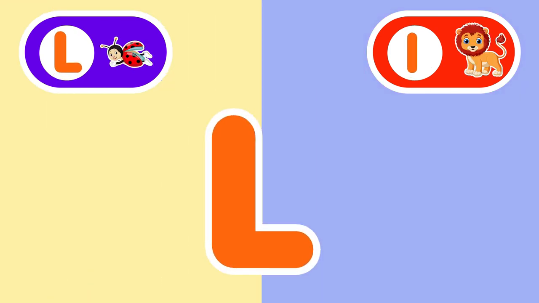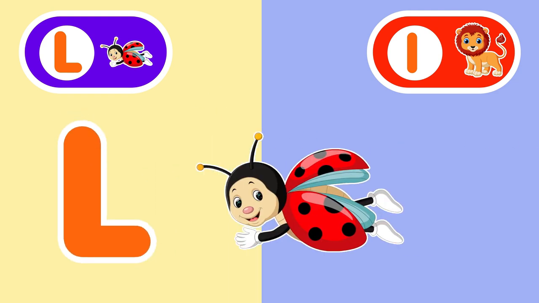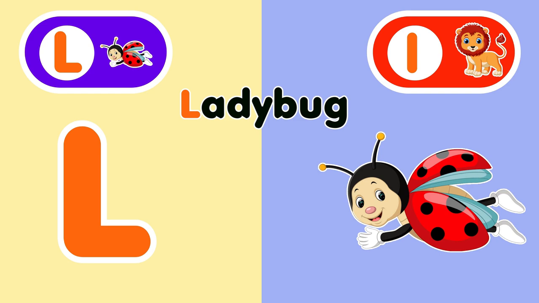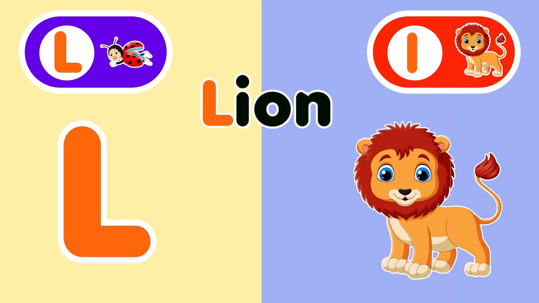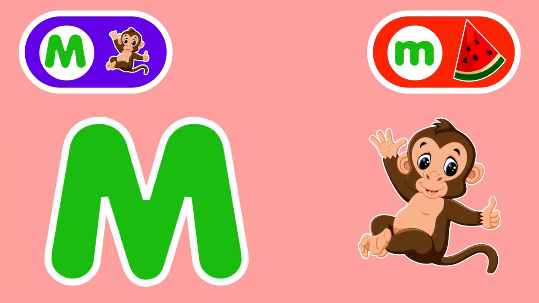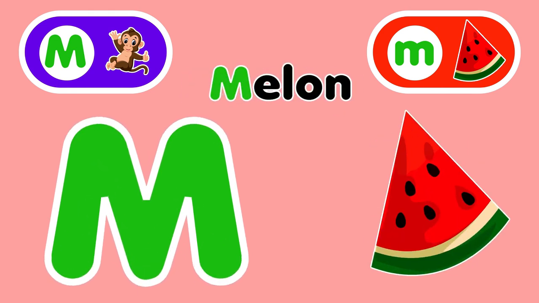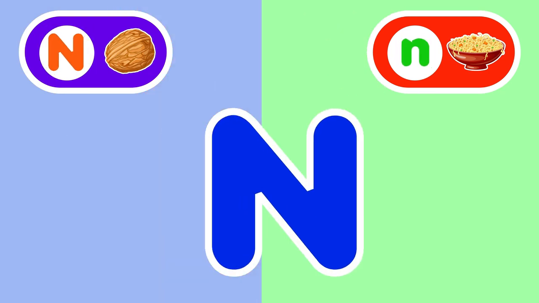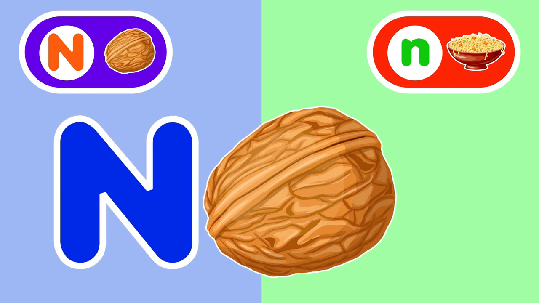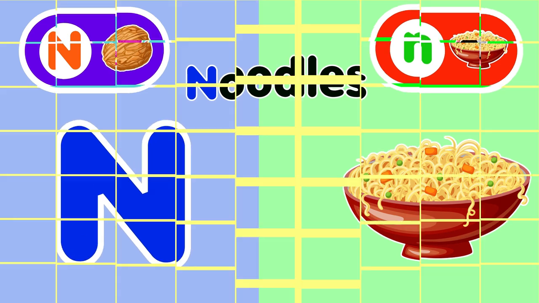L. This is the letter L. L is for ladybug. L is for lion. M. This is the letter M. M is for monkey. M is for melon. N. This is the letter N. N is for nuts. N is for noodles.